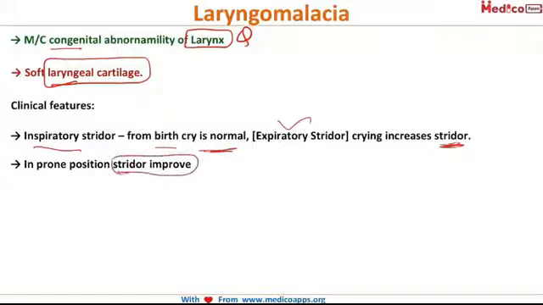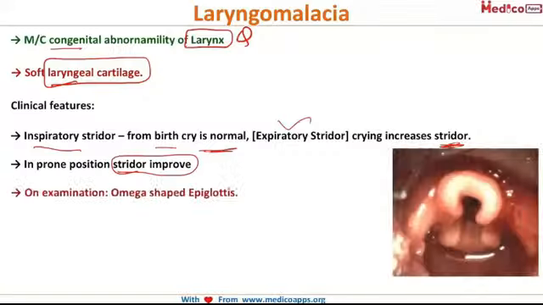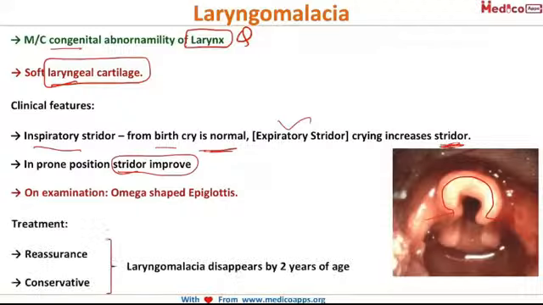And in prone position, stridor improves. So the child, when he or she is put in prone position, the stridor improves. And on examination, you can note over here, there is an omega shaped epiglottis. The treatment would be reassurance with conservative management. Why so? Because laryngomalacia disappears by 2 years of age.